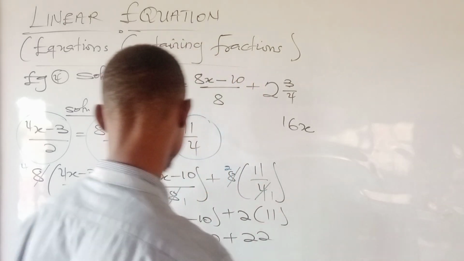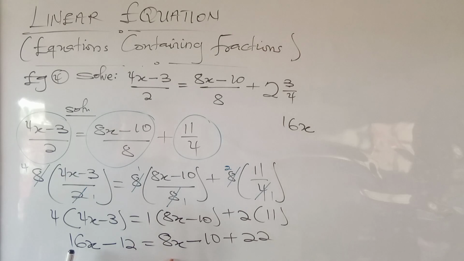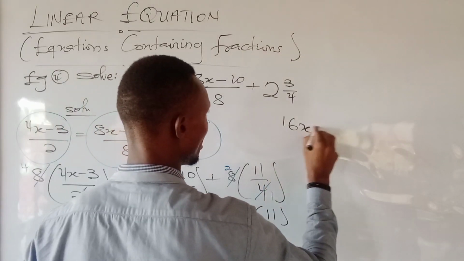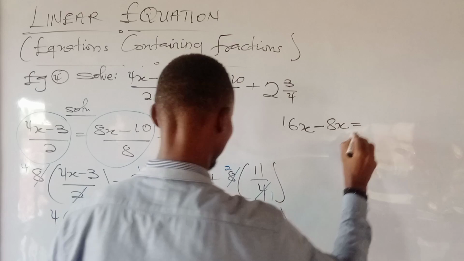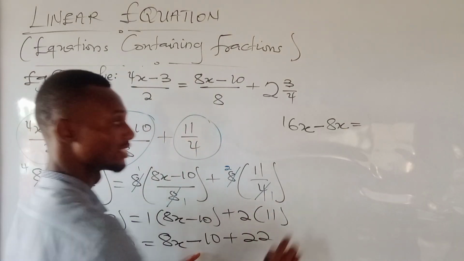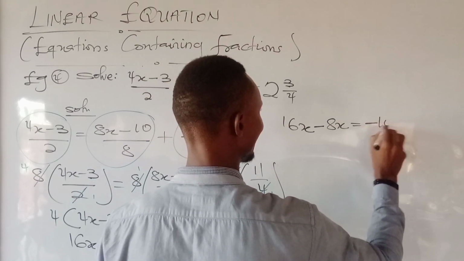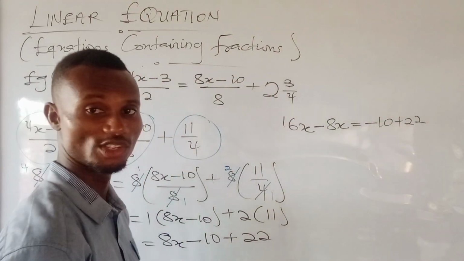So now the 16s is here. This 8s will cross the equal sign to come and join it. It is positive here, and when it crosses the equal sign, it becomes negative, so minus 8s. Equal to, then these numbers, let's repeat them. I have my minus 10 there, plus the 22, which is there. I hope you are following.